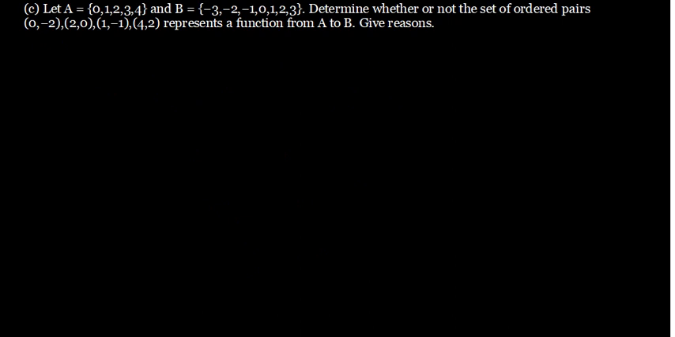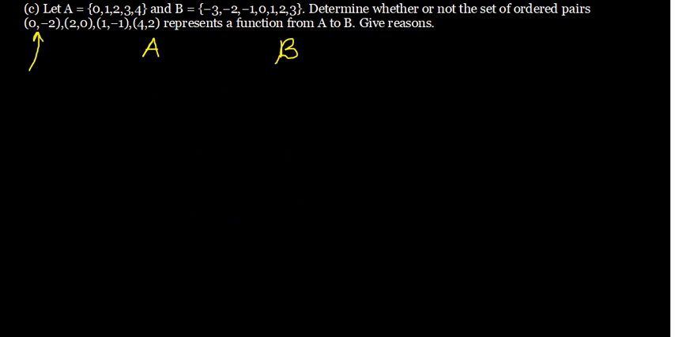Let A be the elements 0, 1, 2, 3, 4 and B negative 3, negative 2, negative 1, 0, 1, 2 and 3. Determine whether or not the set of ordered pairs, these ones which are here, represent a function from A to B. So let me first write A here and then B here.